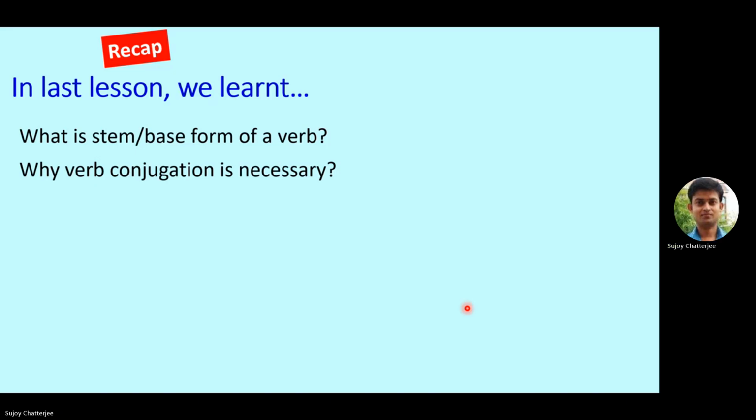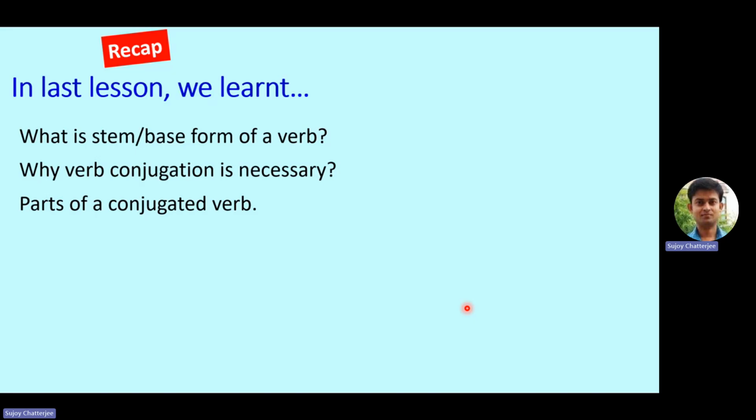Without this, a verb would not have a specific meaning. It will just indicate some kind of action, but when the action has taken place, how the action has taken place, and some other characteristics of that action will not be distinctively explained using the stem form. So that's why the verb conjugation is necessary.